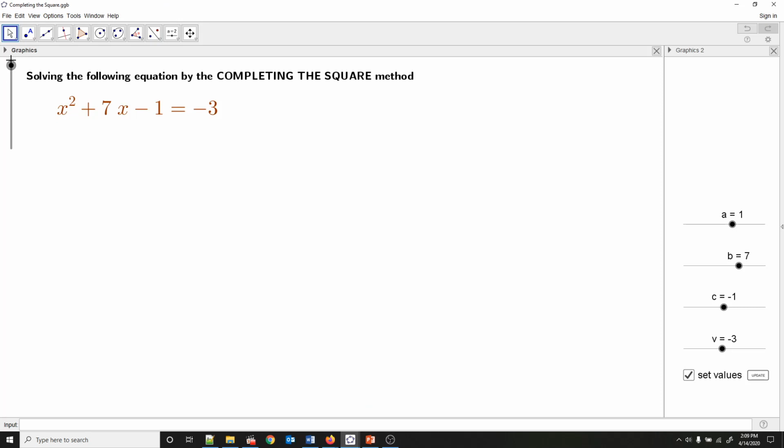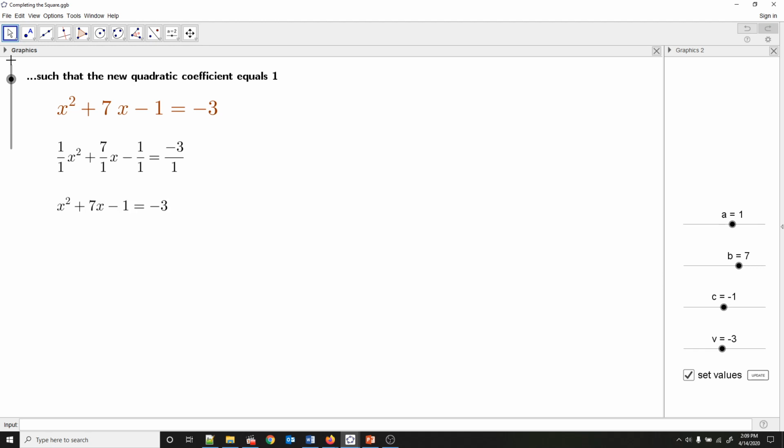For this last example in this video, we will take x squared plus 7x minus 1 and make it equal to negative 3. Our first step is to find the coefficient of a, which is 1, divide it into all the terms, and come up with exactly the same equation as we started with. So let's get right to the key parts. Let's add 1 to both sides of the equation, so we rewrite it as x squared plus 7x equal to negative 2.